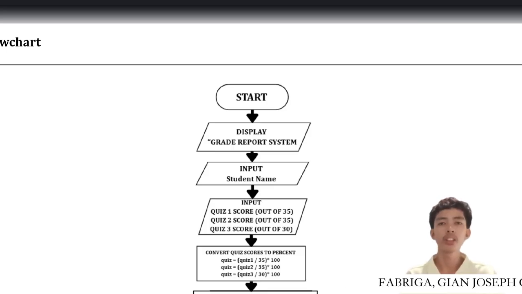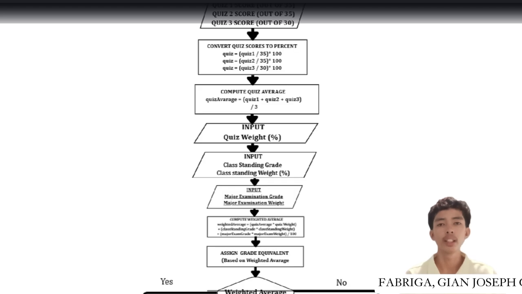A flowchart is a visual diagram that shows the process or the step-by-step algorithm using shapes that are connected with arrows. It helps to simplify and makes it easier to analyze how the task works from start to finish. The system begins with the start symbol, followed by the input. In input, the user provides all the data, including the student name, quiz score, class standing, and the major exam score, and the percent weight for every academic component.